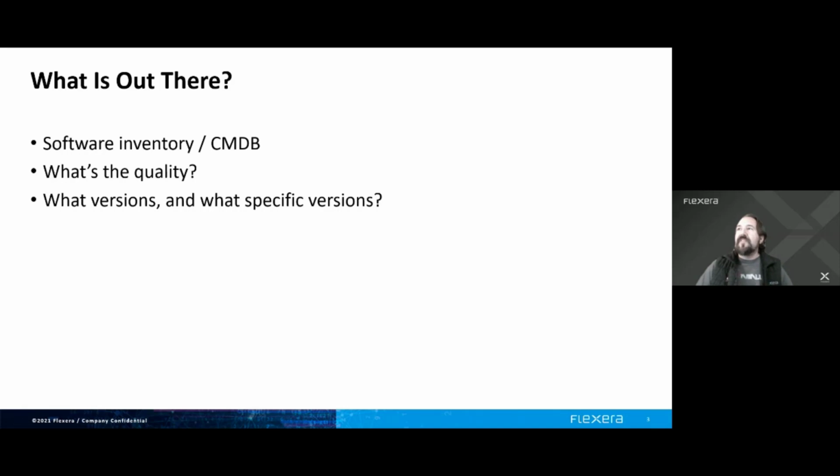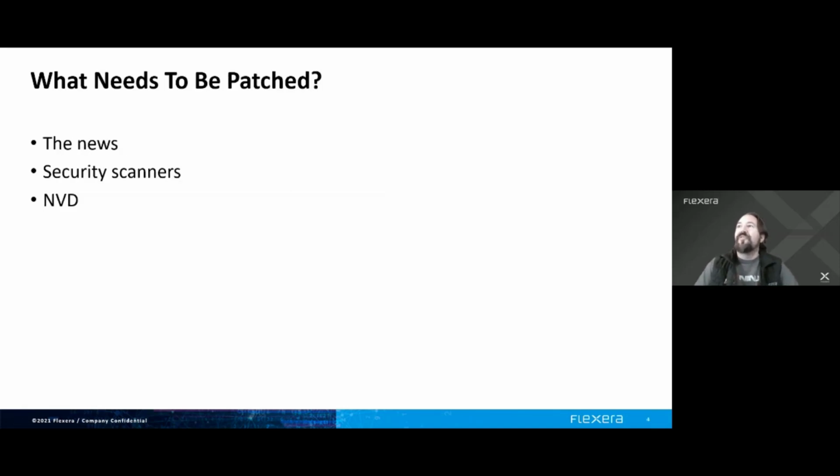So it's hard for us to even talk about what's out there without starting to step on just what needs to be patched. Hopefully you're not relying on the news, but we definitely do see that happen. Something big hits the headlines like SolarWinds, and suddenly everyone's asking, do we have SolarWinds? Do we have it? And obviously you need to be able to answer that and be on top of it.